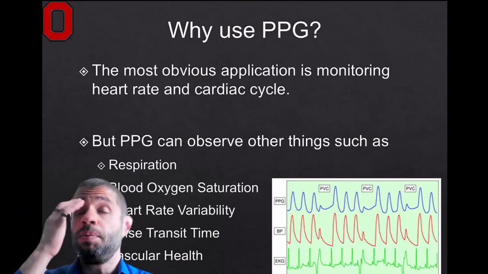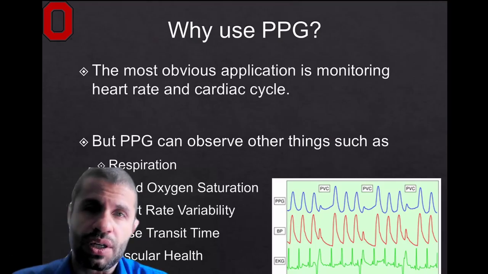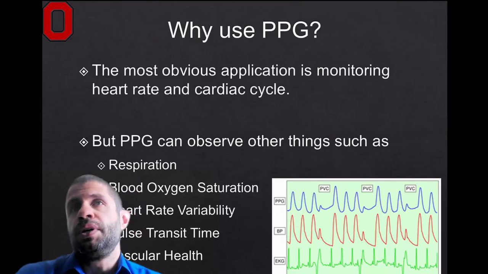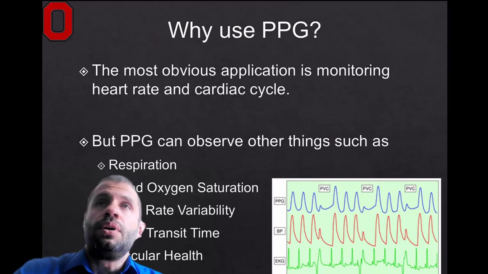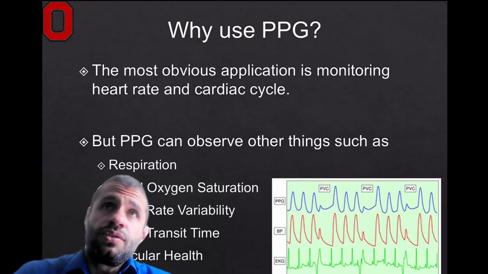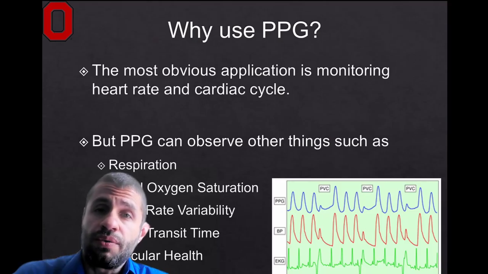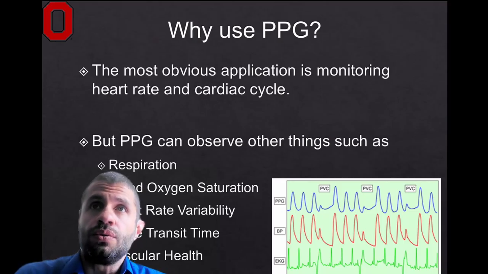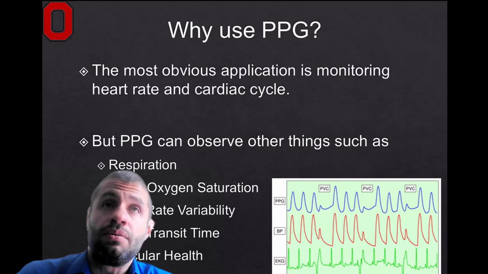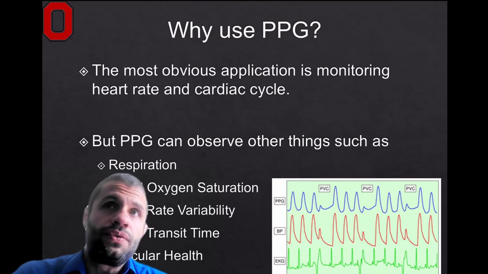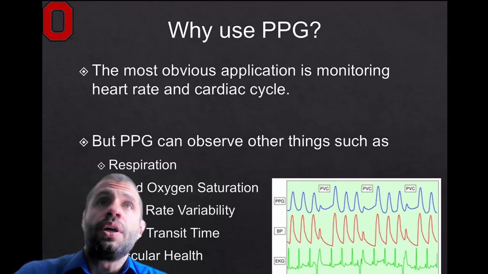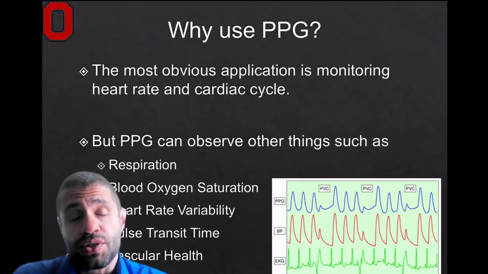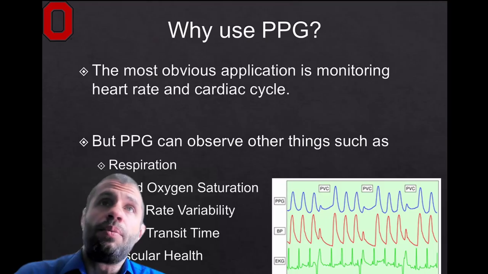So why PPG? Why do we use this, particularly in the context of measuring blood volumes? So the most obvious application is just measuring cardiac cycle and heart rate. So things that you can extract from that are respiration. There are ways for you to approximate the respiration of an individual based on their heart cycles. You can also measure the blood oxygen saturation, which is what we're going to be doing in the lab.